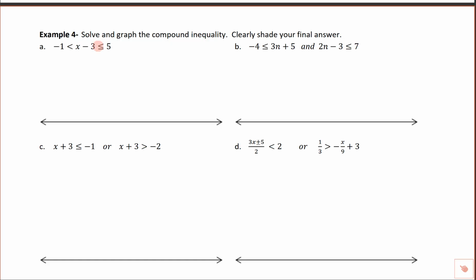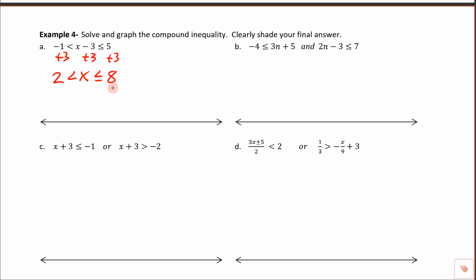So let's take a look at this right here. We're on the second page, and it says solve and graph the compound inequality, and clearly shade your final answer. On this one right here, these are kind of cool. It's kind of like a three-sided inequality. So what I'm going to do is add 3 here, add 3 here, and add 3 here. Those are going to cancel each other out to be a 0. We're adding, so that doesn't change the direction of any of these inequalities. This is an 8, and this is a 2, and here's the answer.